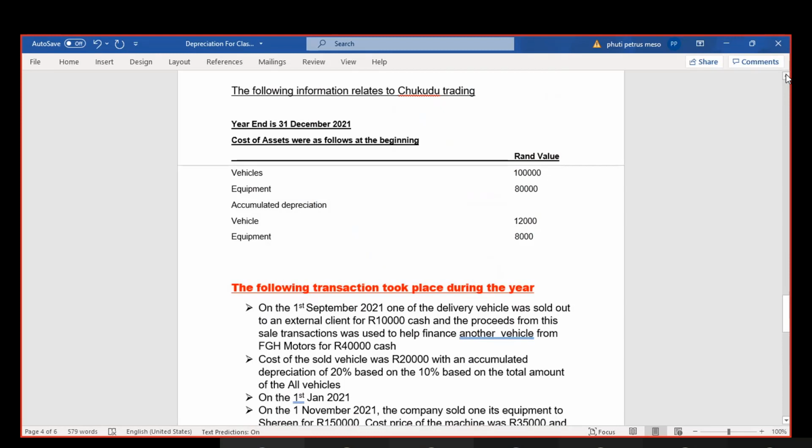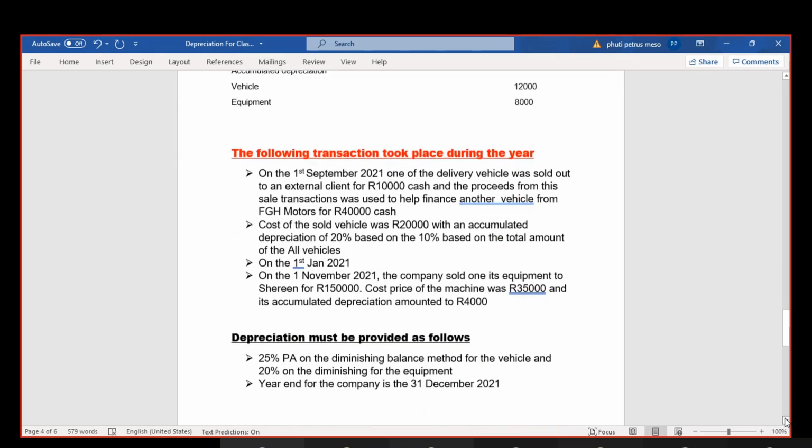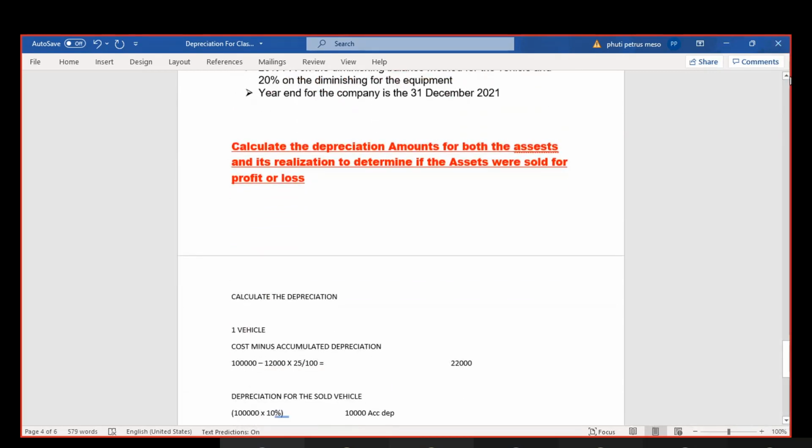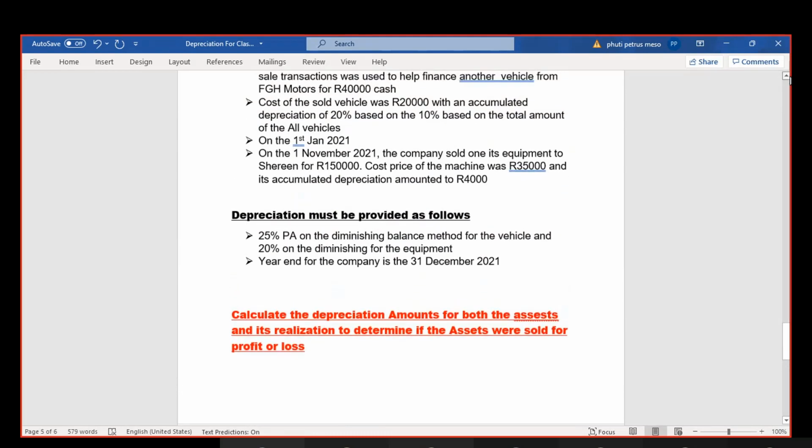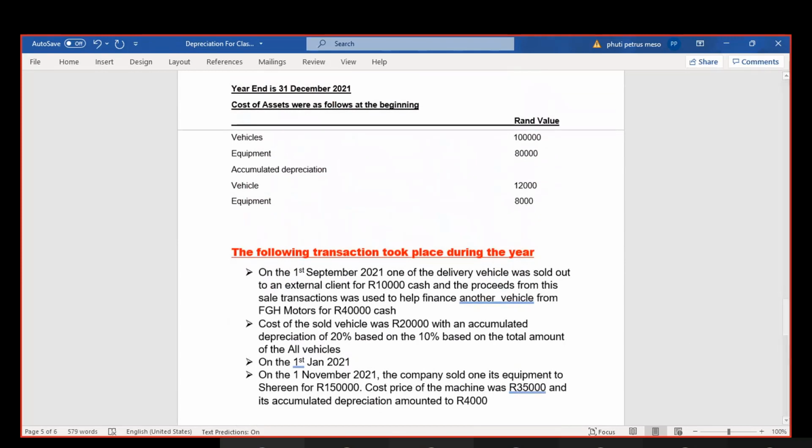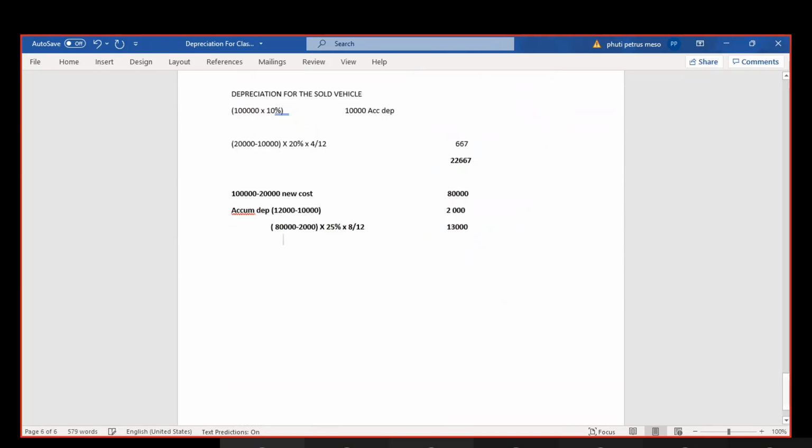So let's see, how much is the equipment? Equipment says the cost is 80,000 rand, and the accumulated depreciation is 8,000 rand. Is there anyone who wants to help me on this one? So basically you'd say my cost, because it's also on the diminishing balance, which is 80,000 minus 8,000 rand. Equipment, my cost minus accumulated depreciation, which is 80,000 minus, is it 8,000 rand?